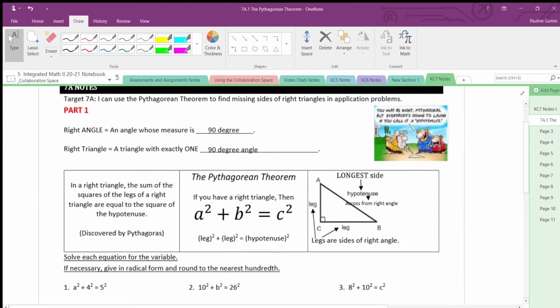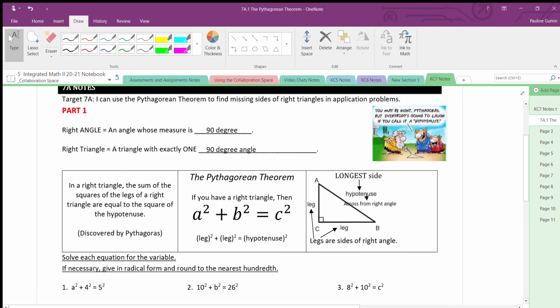Let's get into it. A right angle is an angle who has 90 degrees. A right triangle is a triangle with exactly one 90-degree angle. It is impossible to have a triangle with two 90-degree angles. At least not in this universe. Not at this time.